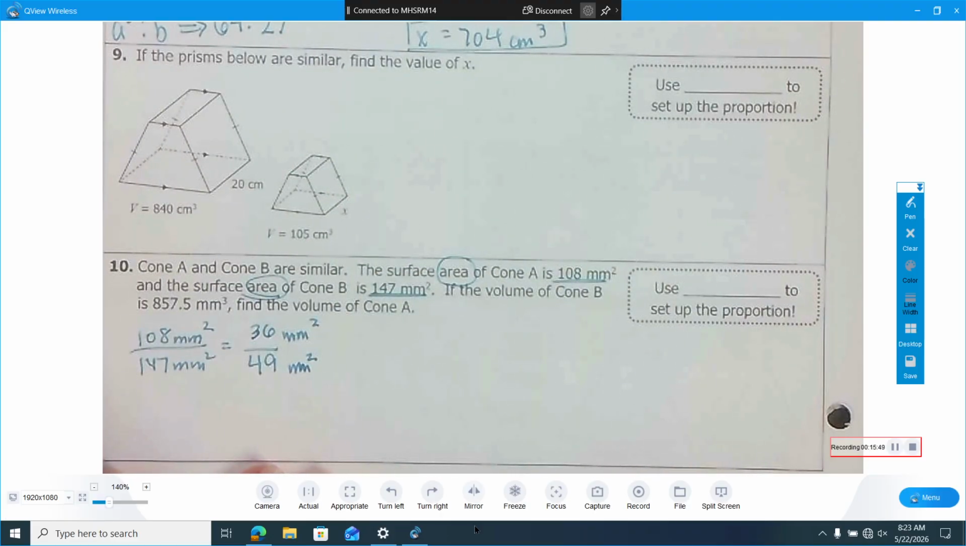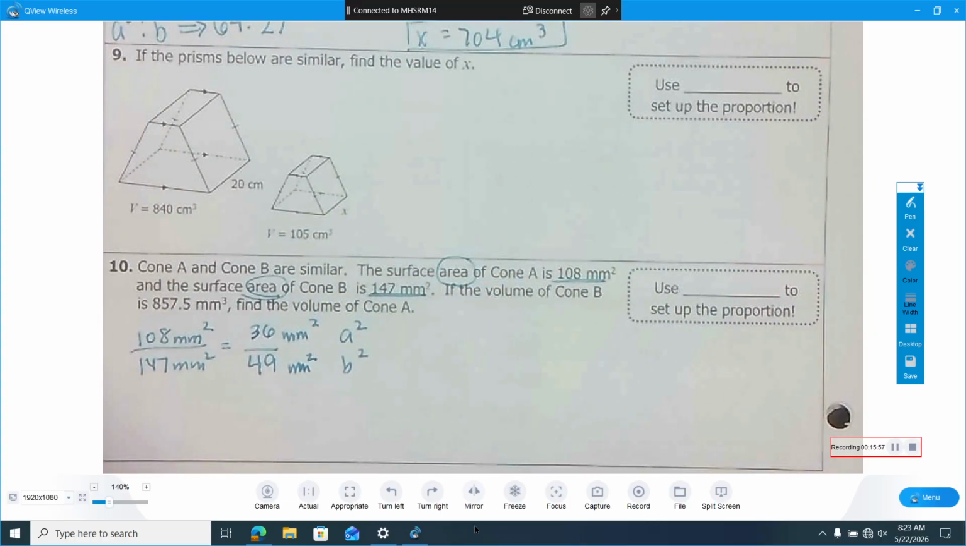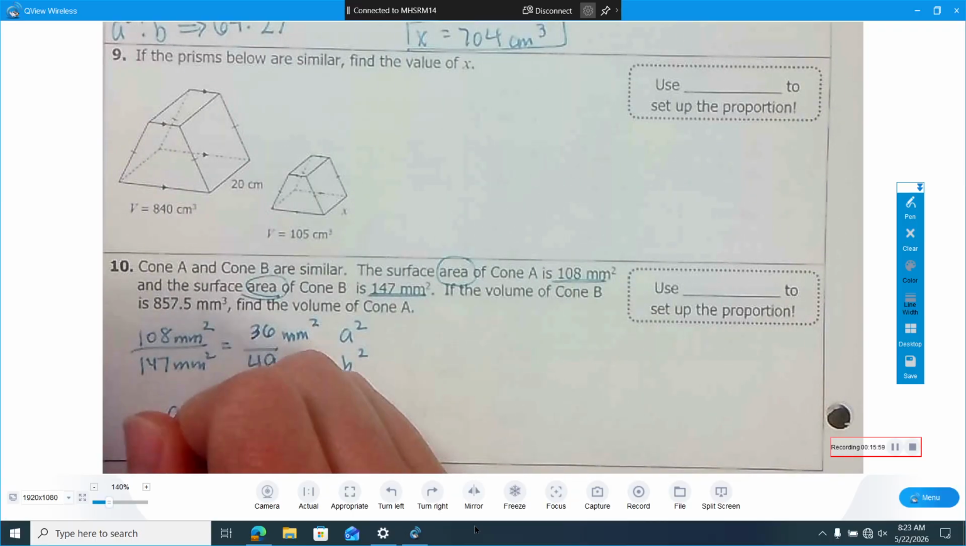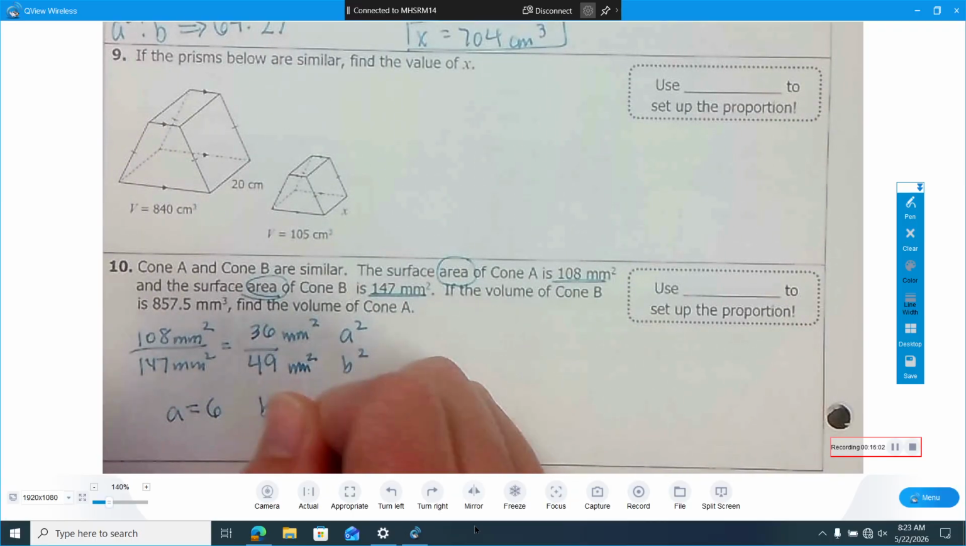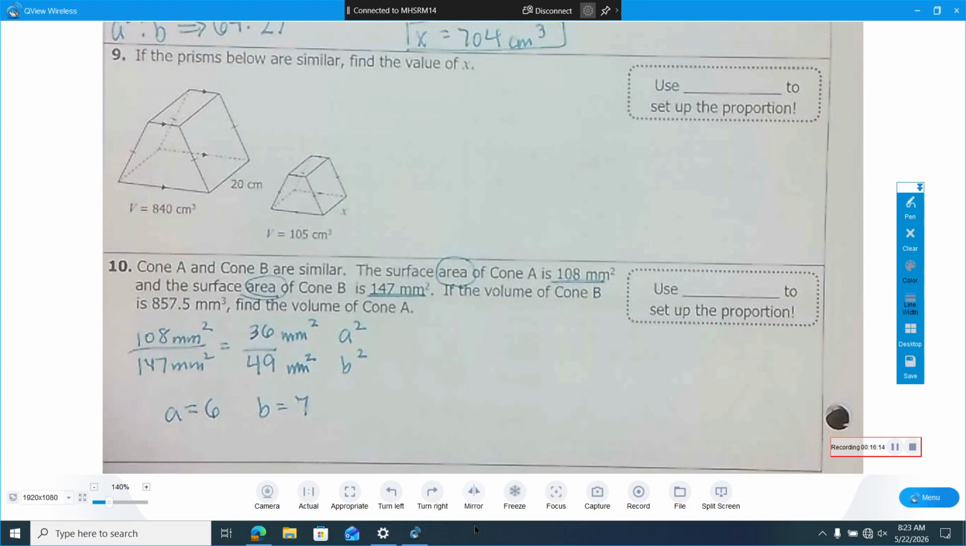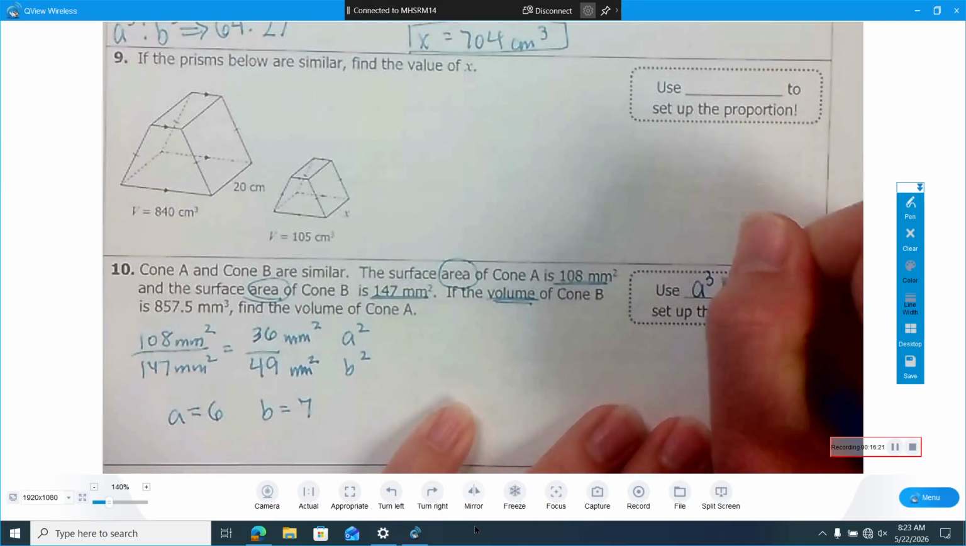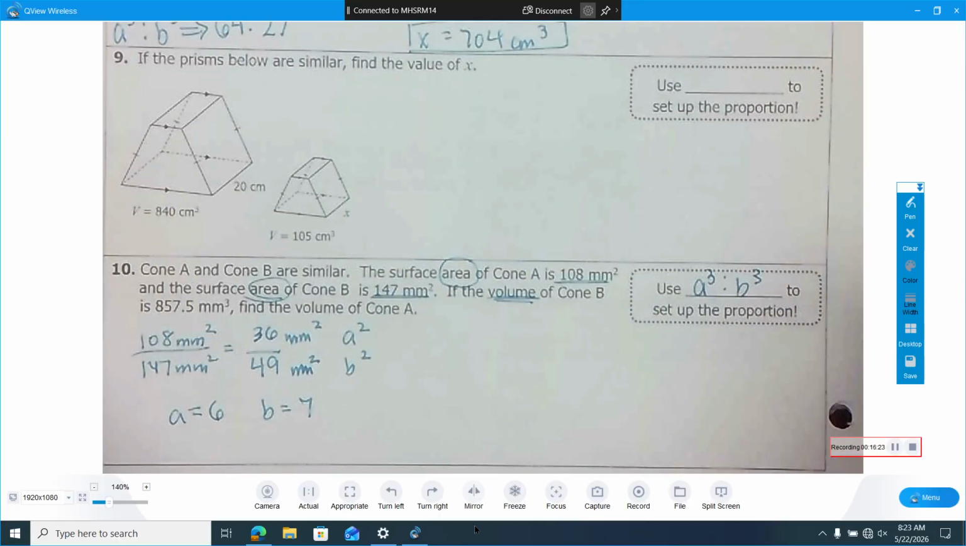So what's that going to give me? Okay. So this is A squared and B squared, let's say, all right? And so then A would be 6 and B would be 7. Are y'all with me with that? 6 times 6 is 36, so the square root is 6. 7 times 7 is 49. All right, always have to go back to A to B. Now, it wants volume. Cube it. So we need A cubed and B cubed in order to set up our ratios.